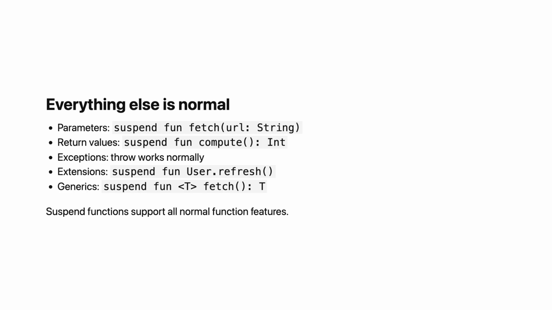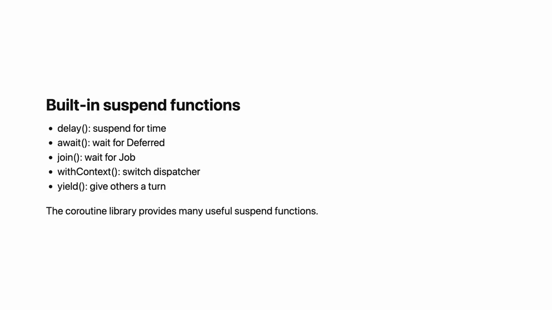They can have parameters: suspend fun fetch(url: String). They can return values: suspend fun compute(): Int. They can throw exceptions, like throwing an IOException inside the suspend function. They can be extension functions, like a suspend function that refreshes. They can have generic types: suspend fun fetchOf<T>. Everything you know about functions applies. The suspend modifier just adds the ability to pause.